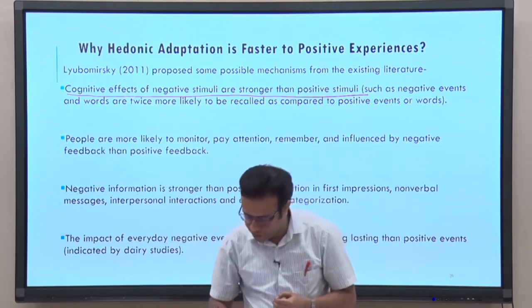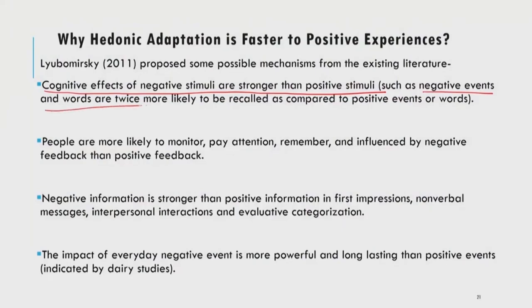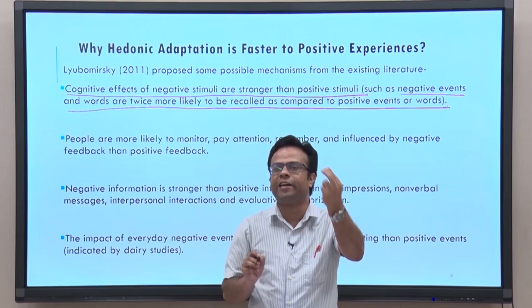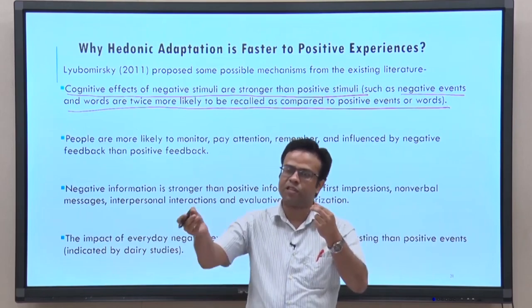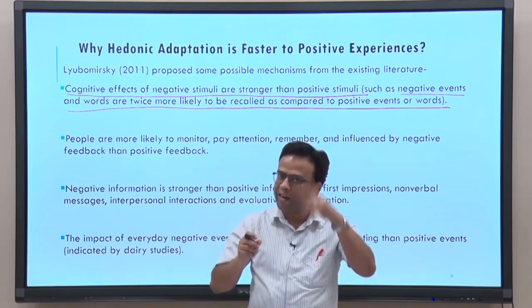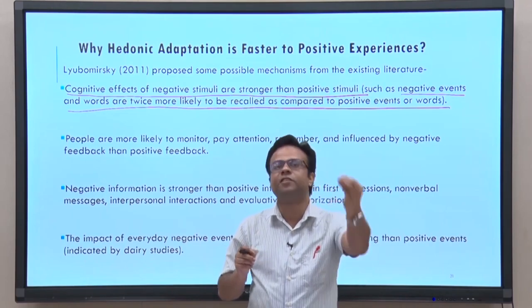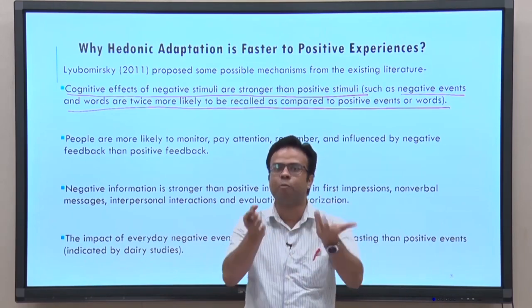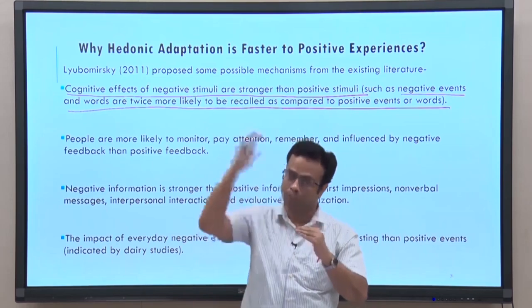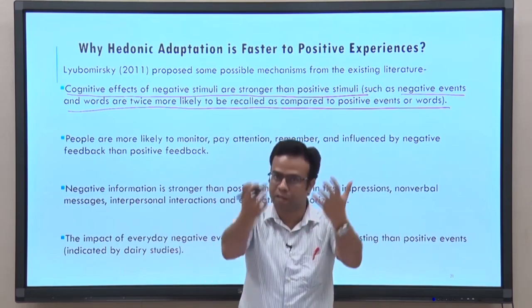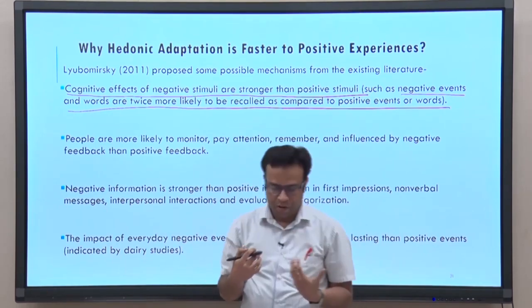For example, research shows that negative events and words are twice as likely to be recalled as compared to positive events. So, if somebody says something negative to you and another person says something positive to you, you are more likely to remember the negative thing that was said to you. Any negative comment about yourself will be remembered for much longer, because it has much more impact on our mind.